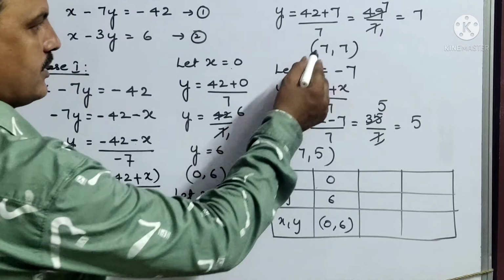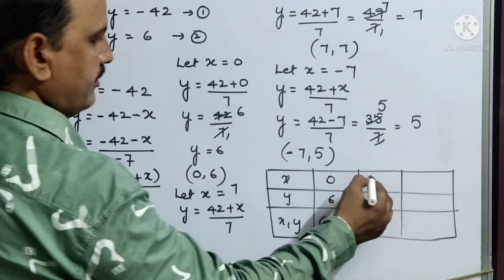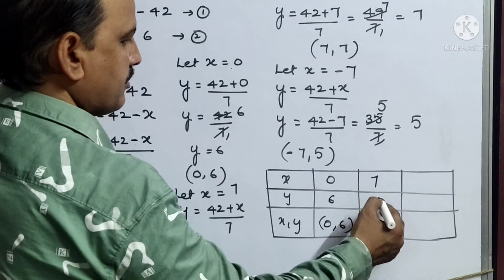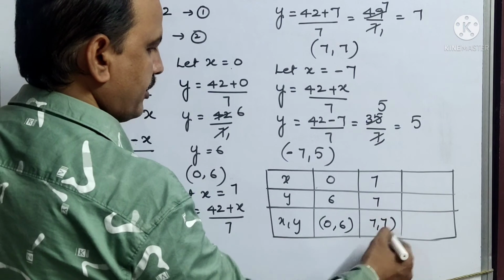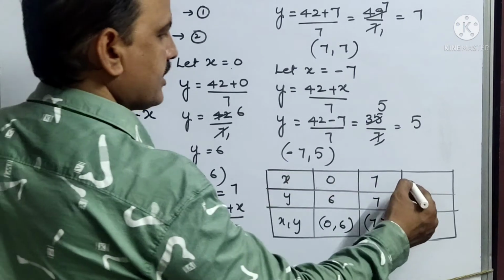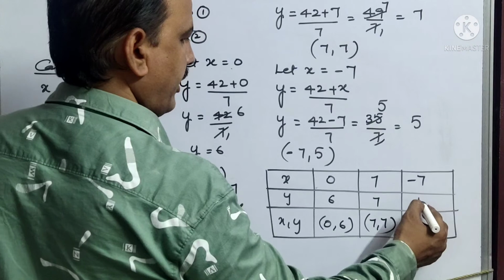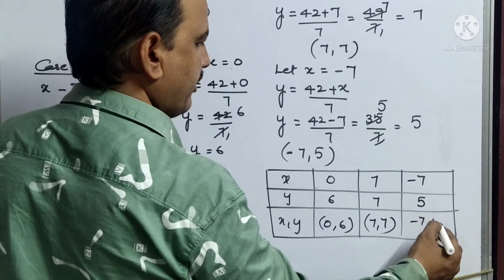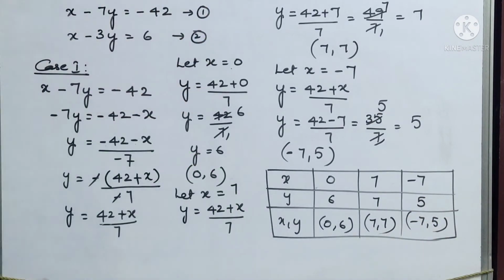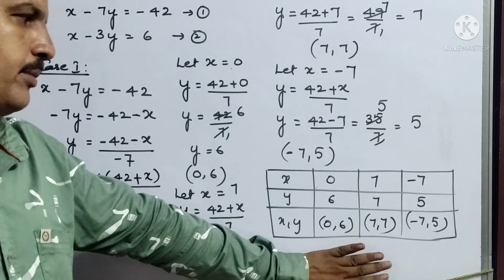Next, 7 comma 7. X is 7, y also you got 7. That means 7 comma 7 is another point. Next, minus 7 comma 5. That means minus 7 comma 5. So for this equation you got this table. So keep it aside like this.